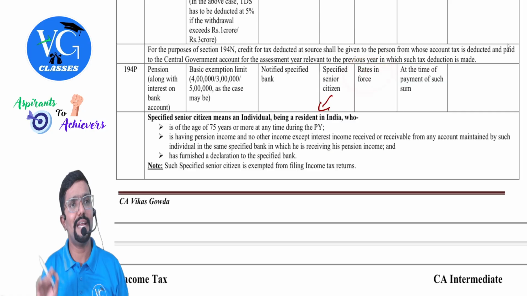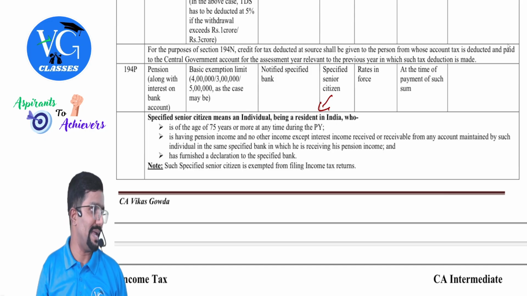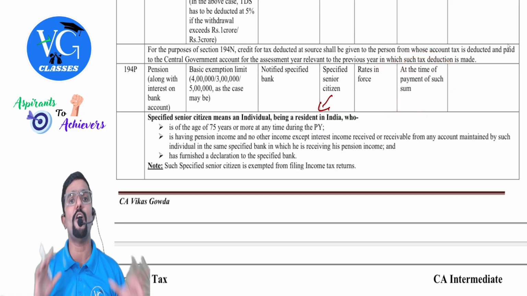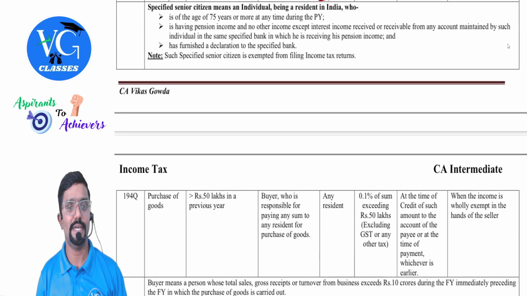Rate here means the rates as per the chapter which we have learned in chapter 2.1, guys. Tax rates. When TDS has to be deducted? At the time of payment. Okay. 194P done.